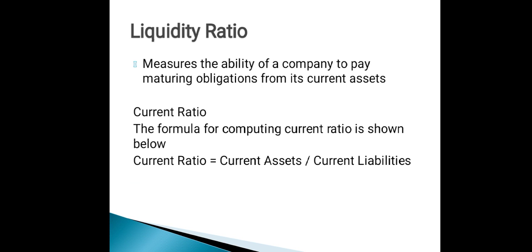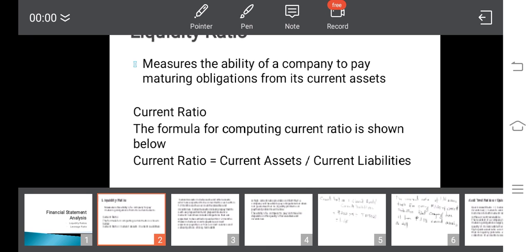So as we all know, liquidity means an asset can convert into cash. So when the company converts current asset to cash, does it mean that the company can pay the obligation or the liabilities? And the first type of liquidity ratio is the current ratio. Current ratio is equivalent to current asset over current liabilities. So let's recap what is current asset and current liabilities.